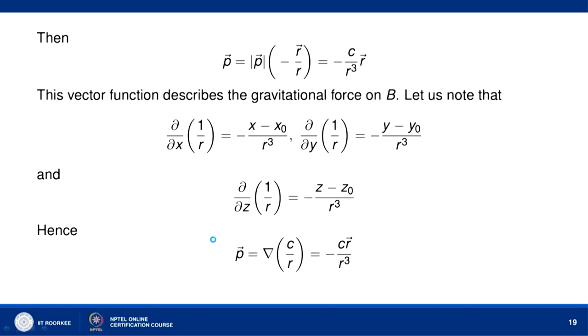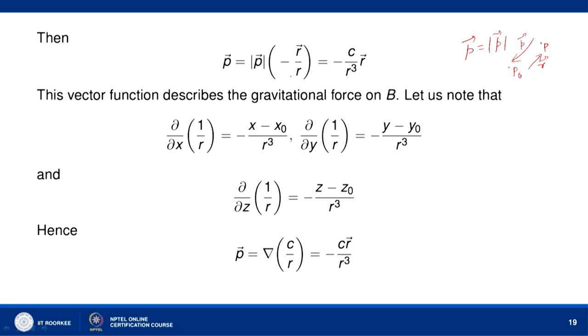And the vector P can then be written as P equal to mod of P into a unit vector in the direction of vector P. This is P naught and here is P. The P vector is in this direction, that is, opposite to the direction of r. So we divide r by its magnitude to get a unit vector in the direction of r, and then we put a negative sign, and we get P equal to mod of P times minus r over r.